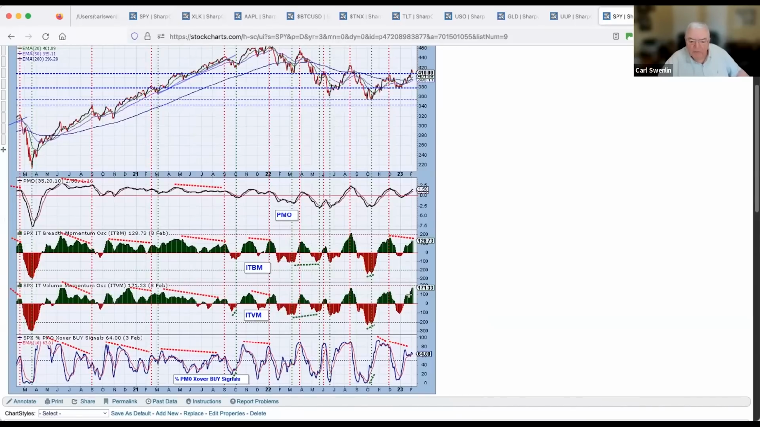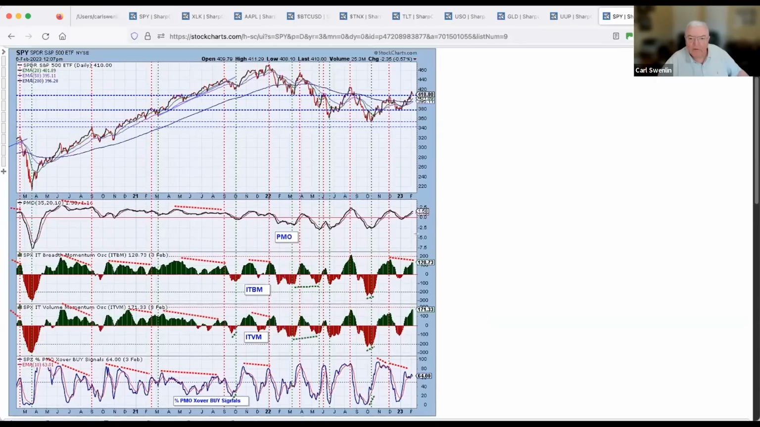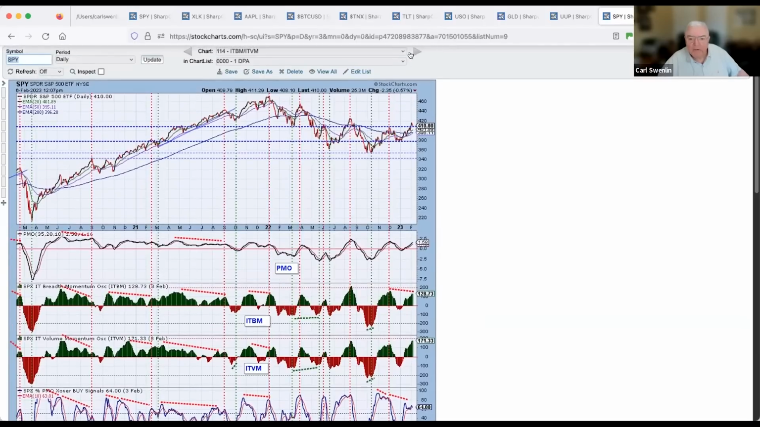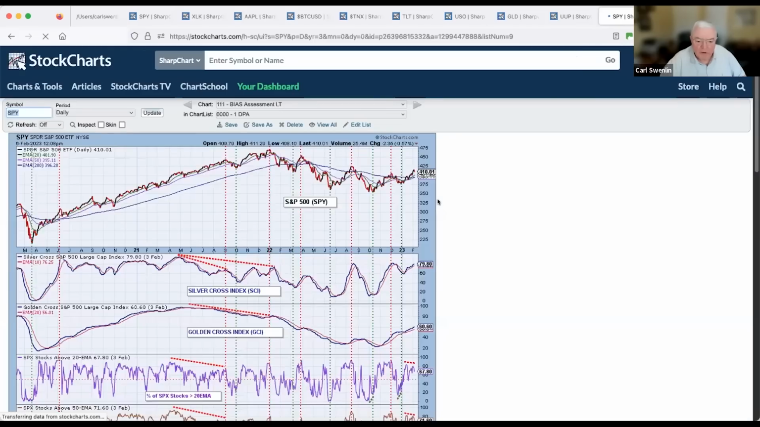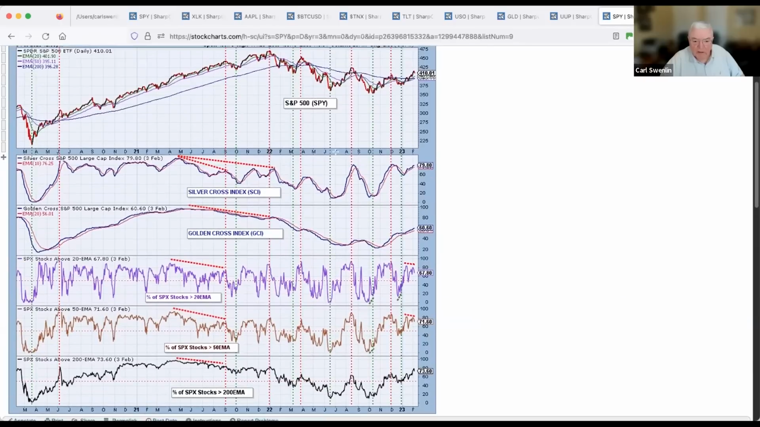Volume is compatible with a higher price and a higher high, but breadth shows a negative divergence on that, so that's not a healthy situation. Let me go back to the bias assessment. I was looking at it this weekend, and looking at the near term, say within a year, we can see when these get overbought, we were getting pullbacks in price.